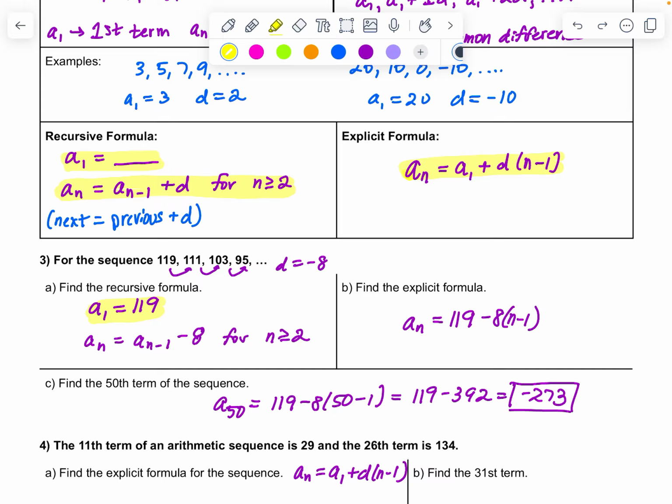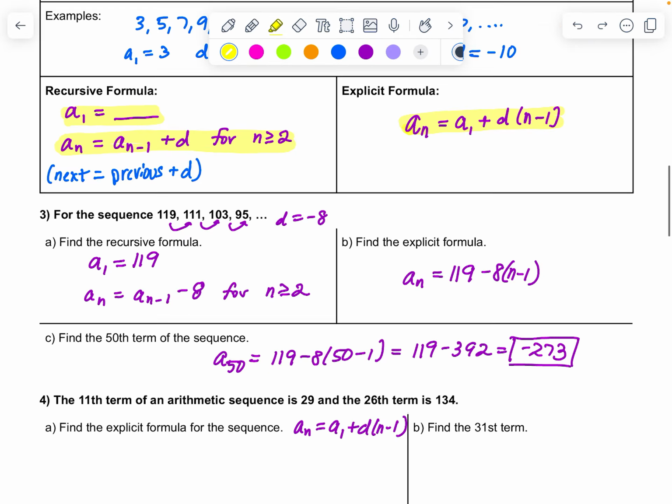And then lastly, the explicit formula. We know the first term, we know the common difference, so we're just plugging in from there. And there we go. So if we're trying to find the 50th term of the sequence, we'll just plug that right into the explicit formula for n, and we get negative 273.